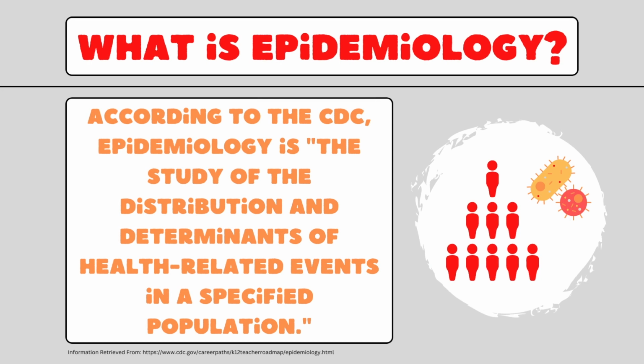So for example, if there's a foodborne disease outbreak of norovirus due to a convention that is held at a local conference center, different epidemiological concepts will be used in order to figure out what was the root cause of this outbreak and what can we do to control it.